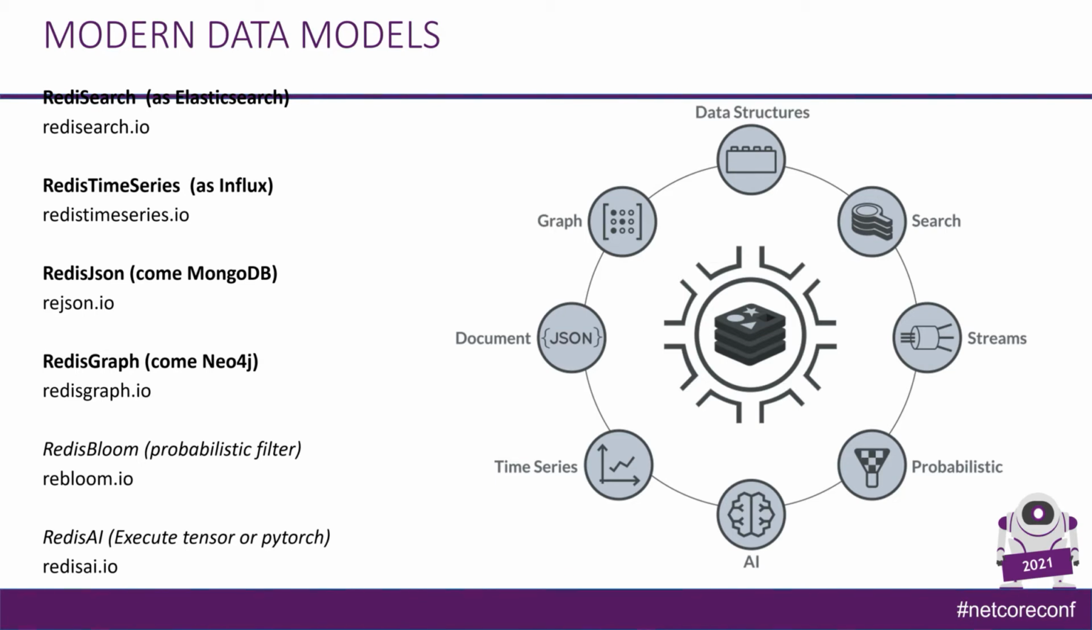There are a huge number of data models, but this image can give you a high-level view of the main alternative usages of Redis. For example, you can substitute Elasticsearch, InfluxDB, MongoDB, and Neo4j, simply by enabling four modules. And we can go on with other modules to have a graph database, probabilistic queries and probabilistic filters, very, very useful when you have to deal with huge data sets and simple questions.